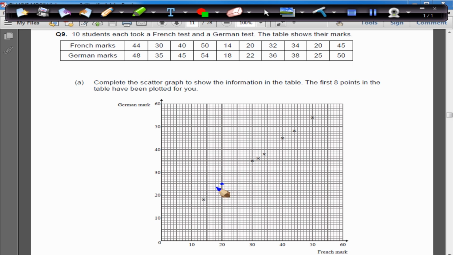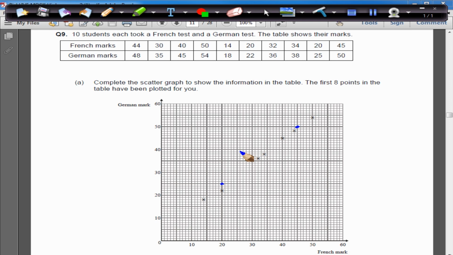And the last one is 45 French and 50 German. So 45 along the French and 50 for the German will come up to here. So there are my 2 points. Now we've completed the scatter diagram. And the next part of the question says, draw a line of best fit.